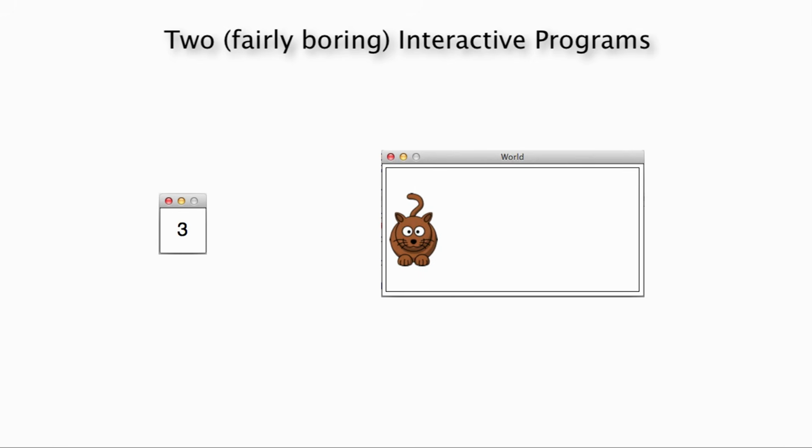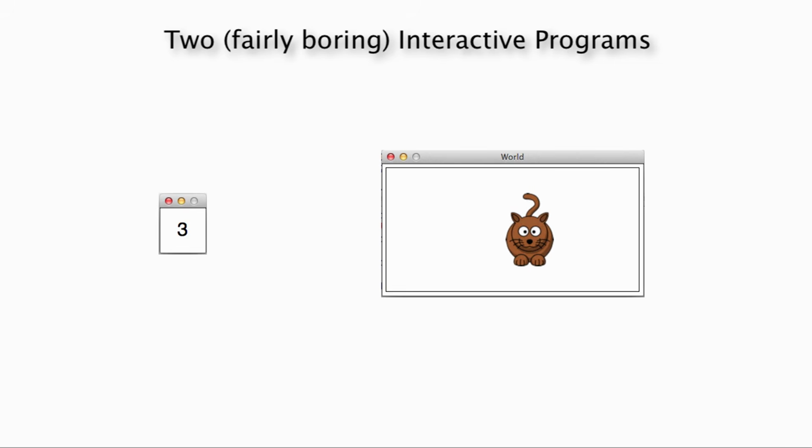So imagine that we have two fairly boring interactive programs. The one on the left is just counting down: 8, 7, 6, 5, 4, and so on. And the one on the right just has a cat walking very slowly across the screen. I'm going to say these programs are interactive because if I press the space key, they both reset back to the beginning and start running again. So that's the sense in which they're interactive.